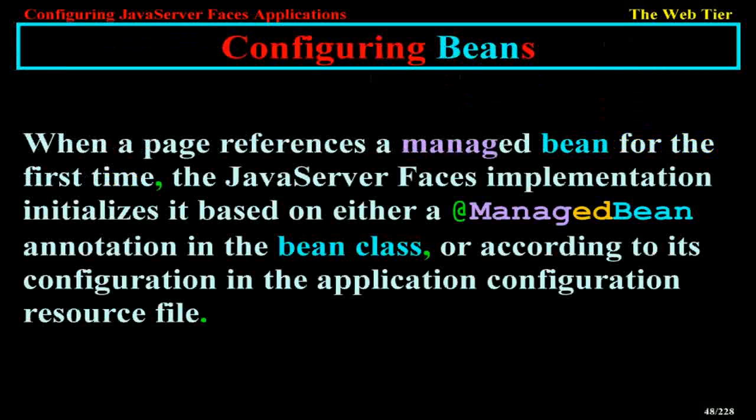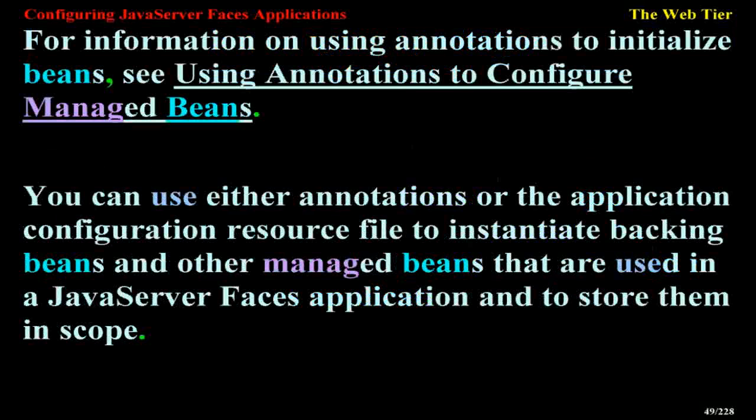When a page references a managed bean for the first time, the JavaServer Faces implementation initializes it based on either a managed bean annotation in the bean class, or according to its configuration in the application configuration resource file. For information on using annotations to initialize beans, see Using Annotations to Configure Managed Beans. You can use either annotations or the application configuration resource file to instantiate backing beans and other managed beans that are used in a JavaServer Faces application and to store them in scope.